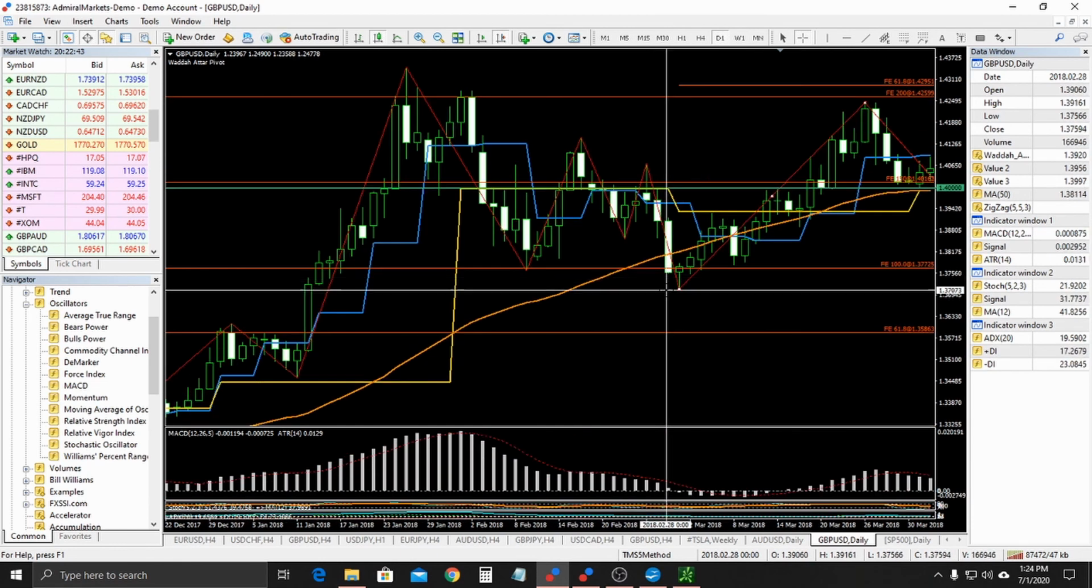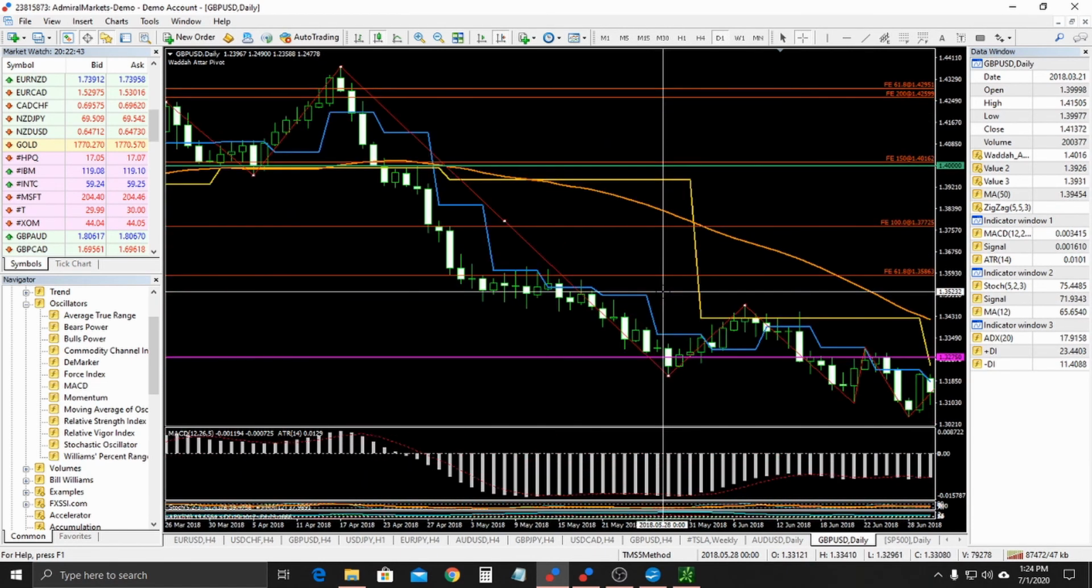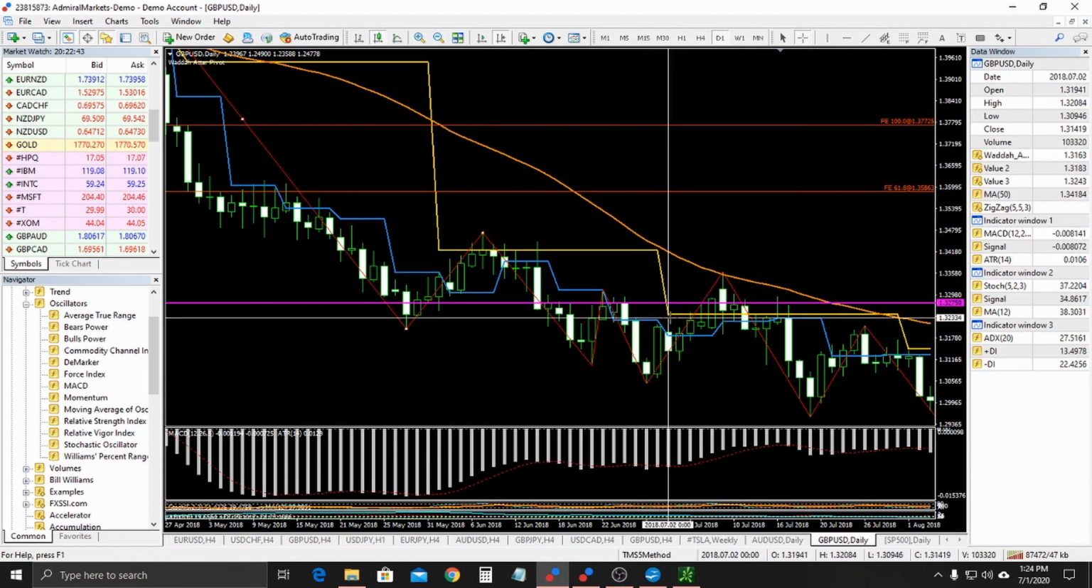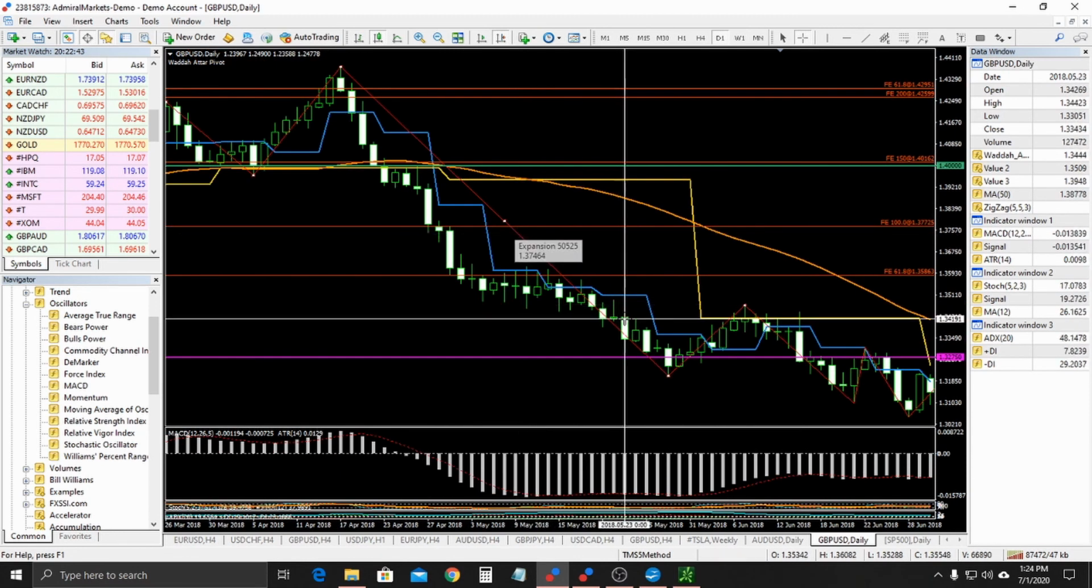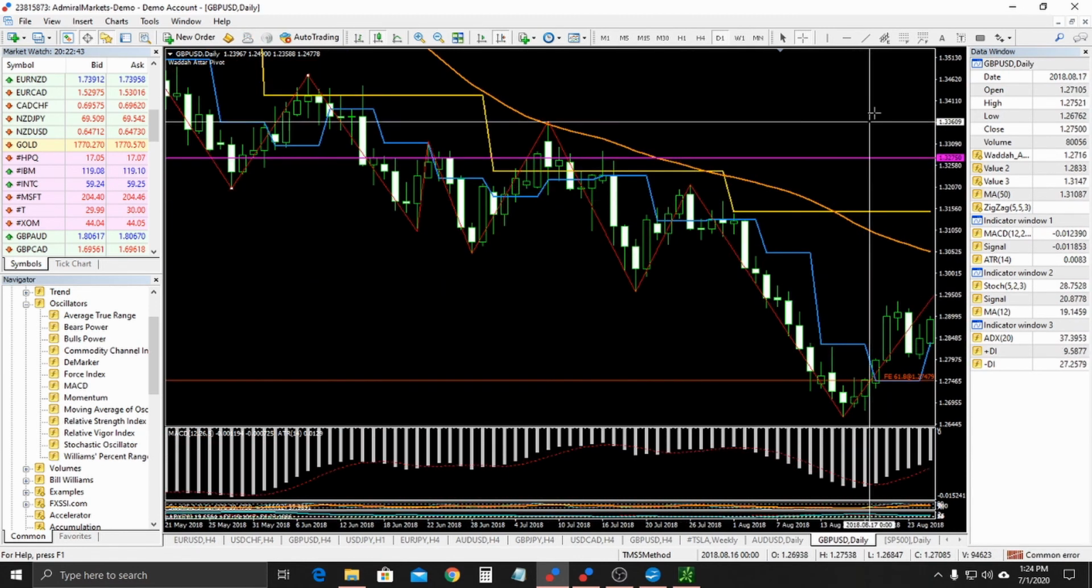But that is a small look at what I basically do, how I trade the Fibonacci extension, and then of course the Fibonacci retracement.